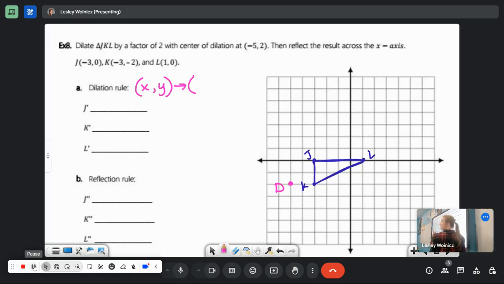Yes? Oh, yeah, nope, because I put it in the wrong spot. That's why you're confused. Thank you.